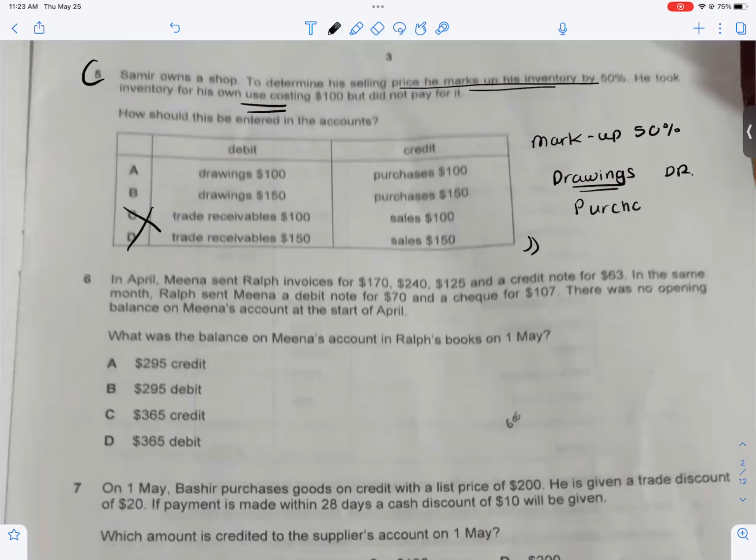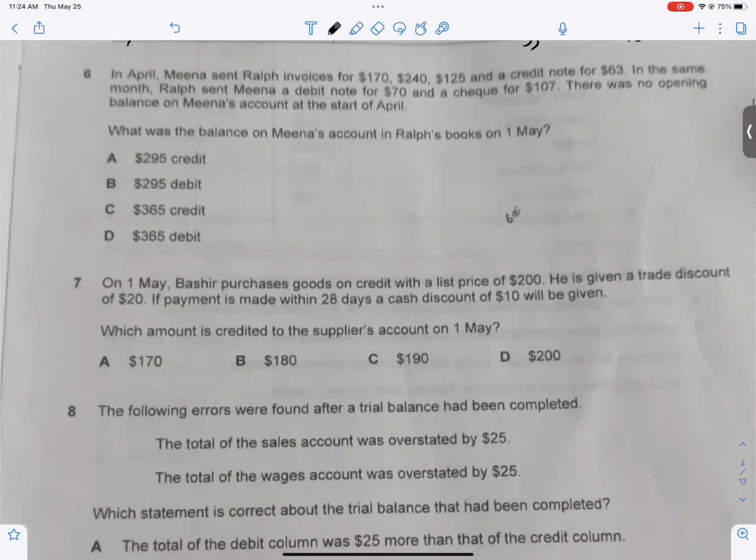And since the markup is 50%, we'll add 50% to 100. So when I take the goods as drawings, will I take the goods at cost price or other price? At cost price, right? Whichever is lower. Cost price. What is the cost price? $100. Okay, fine. Next one.